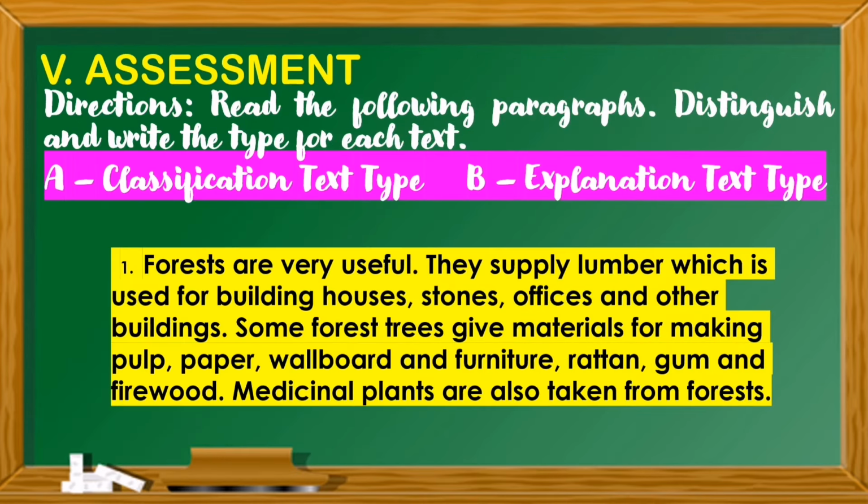And for the assessment part, you just have to read the paragraphs and distinguish and write the type for each text. So if your answer is classification text type, write letter A. If your answer is explanation text type, write letter B. Here are the paragraphs. For number 1, this is the paragraph for number 1. You may read it on your own. You may pause the video so that you can read it longer because I'm going to change to the next slide.